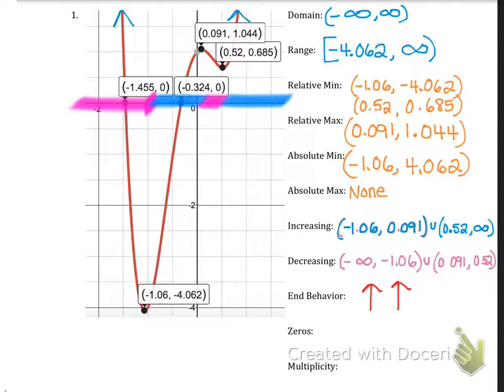You can just give me the x values. You don't actually have to say comma 0, but if you would like, you can. So I have two x-intercepts at negative 1.455 and at negative 0.324. And then multiplicity, we don't really say that there's multiplicity if it's just 1. So we're going to say that there is no multiplicity because at the actual x values, the ones we just listed, we don't have like a bounce or like an S shape through.